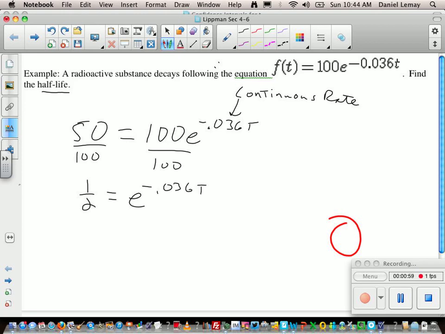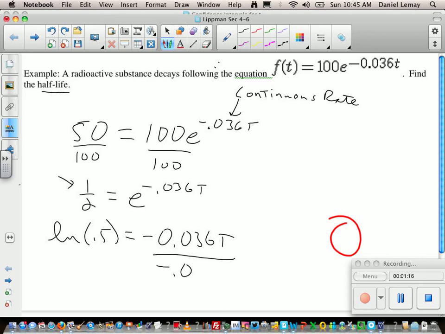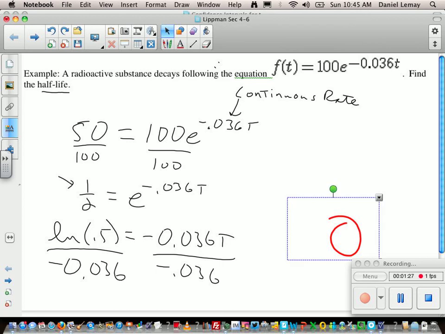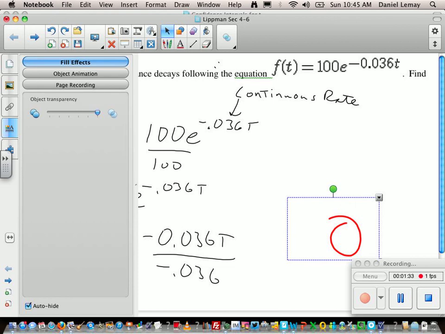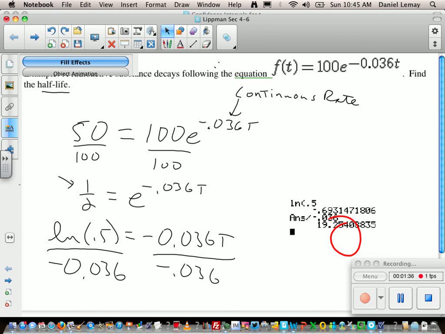So any time we have a half-life problem, you can always ignore the initial amount, replace this with a half, and then it's pretty easy. You're just going to take the natural log of both sides, divide by that, and that'll unlock the exponent there, right? And grab your calculator and crunch it. And wait just a minute here. And there's that answer. Wasn't that slick?